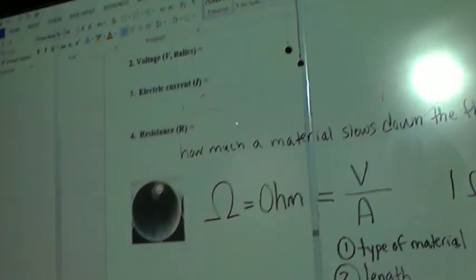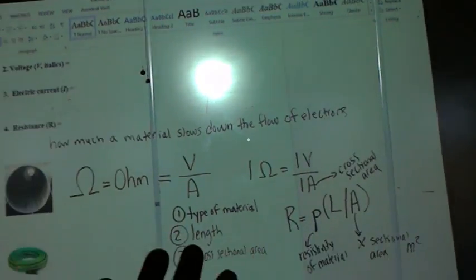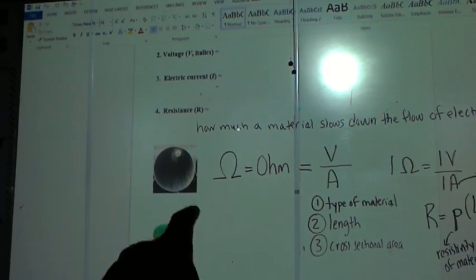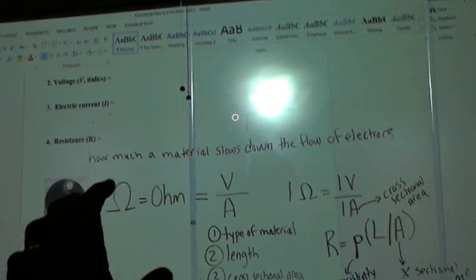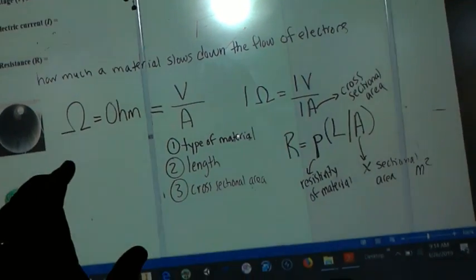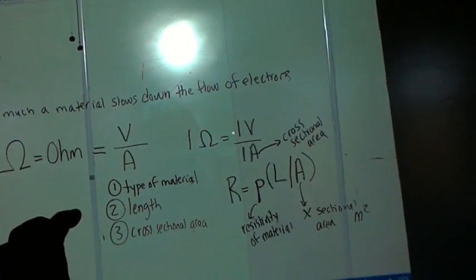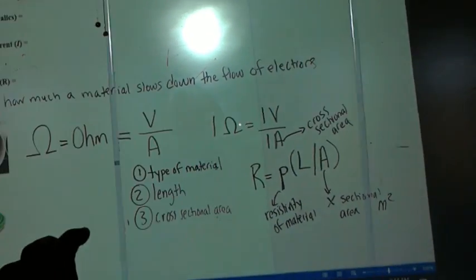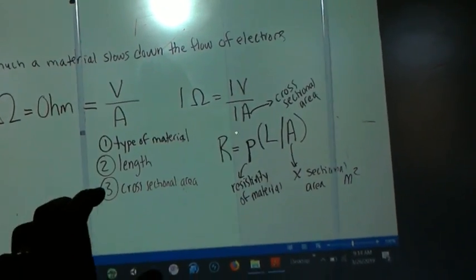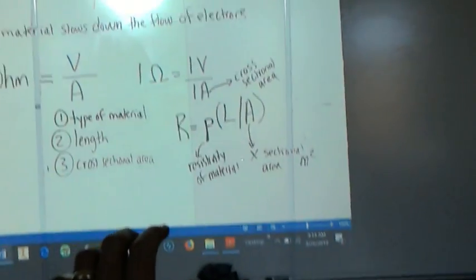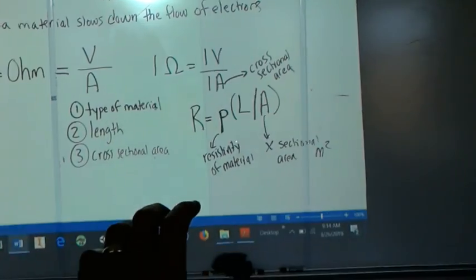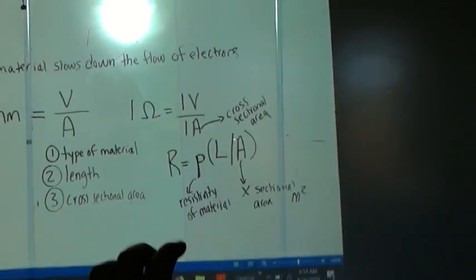Okay, so resistance, how much a material slows down the flow of electrons. It's measured in ohms. An ohm is a volt over amp, and in this case, it's the cross-sectional area, and resistance depends on the type of material, which is ρ there, the length of the material, and the cross-sectional area of the material.